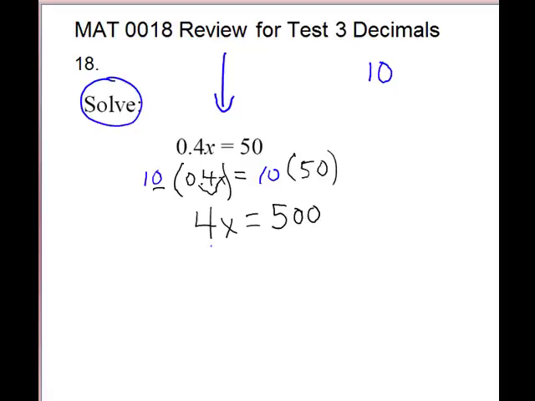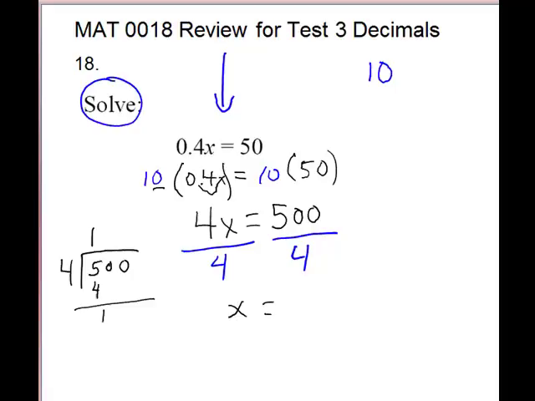You're solving, so you're going to divide out your coefficient. So we're going to divide on both sides by 4. So that's x equals, this would be a long division, 4 into 500. 4 into 5 will go once, multiply back, subtract, bring down. 4 into 10 will go 2 times. 2 times 4 is 8. Subtract, bring down. And 4 into 20 will go 5. So x equals 125.